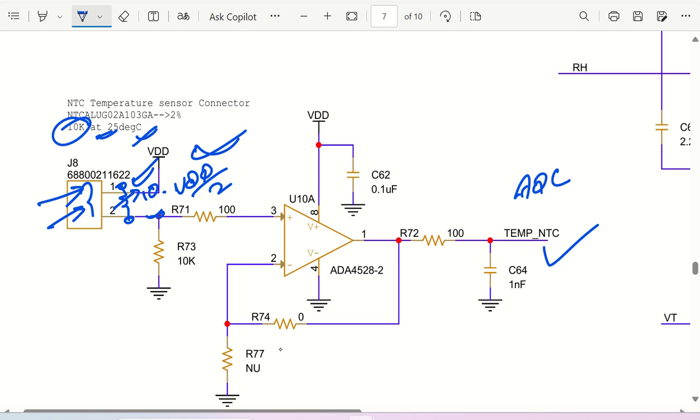For that purpose, you can power this particular op amp with a 5 volt signal. Right now it is powered with 3.3 volts. I understand my voltage level will never increase more than 3.3. That's the reason it is powered with 3.3 volt.